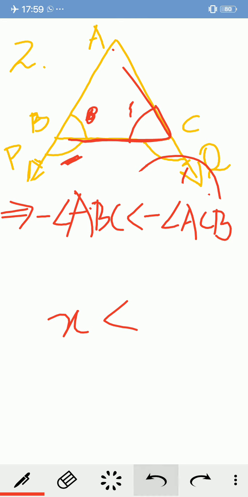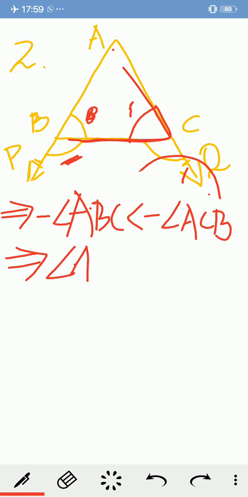Now let's come to the question. See, negative angle ABC is less than negative angle ACB. Now if I multiply by negative 1 throughout, minus is plus, so you get angle ABC is greater than angle ACB. Since you are multiplying by negative 1, you are required to flip this inequality, so less than would become greater than.